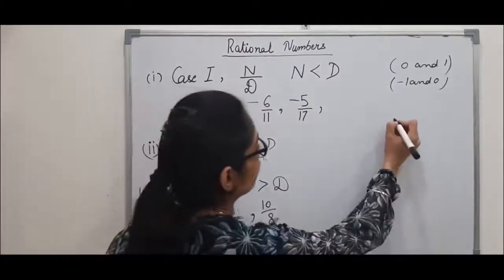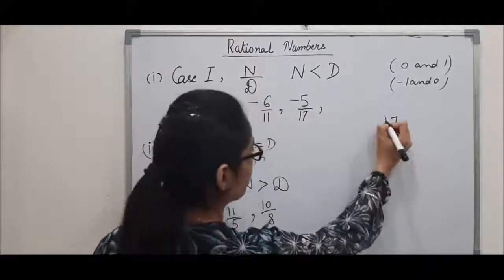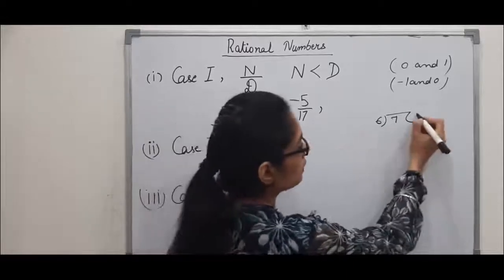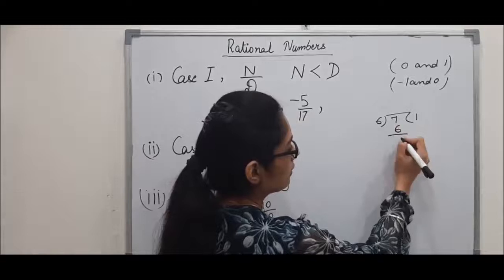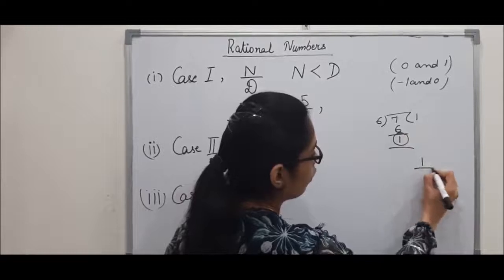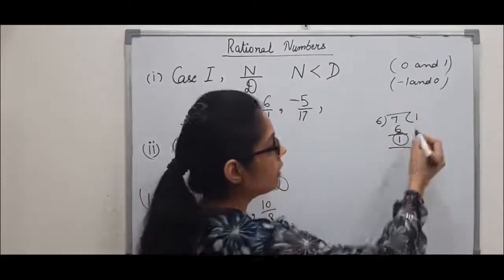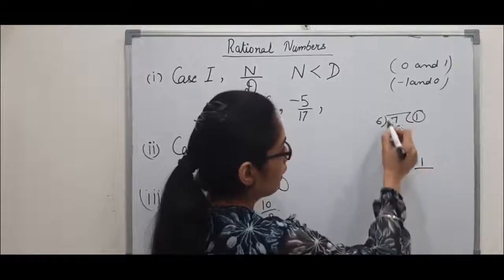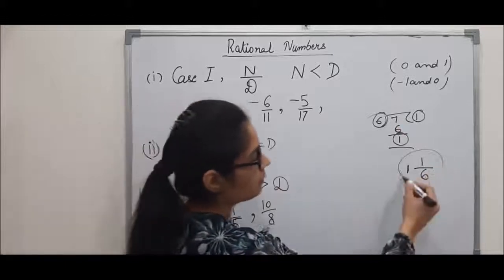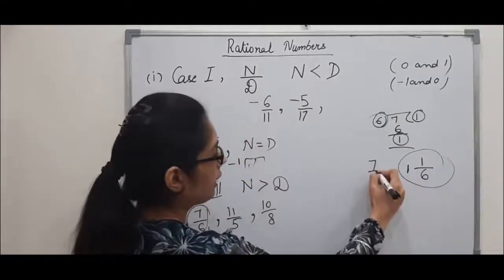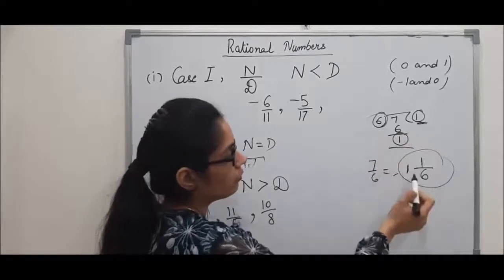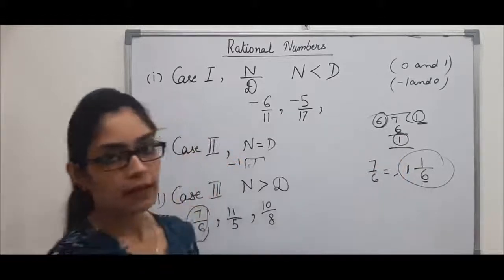Let's try. First we'll convert 7 by 6 into a mixed fraction. We have to divide these two numbers. 6 into 1 is 6. 7 minus 6 is 1. So this remainder I have to write at the top to convert this number into a mixed fraction. The quotient will come here, and the number with which we are dividing will remain in the same place. So this is the mixed fraction of 7 by 6. The remainder goes on top, the quotient comes here, and this number remains at its own place.